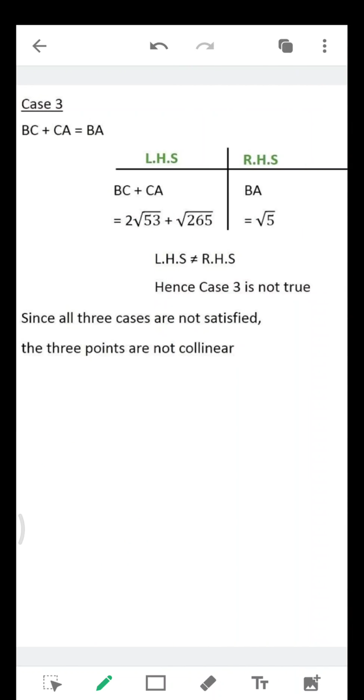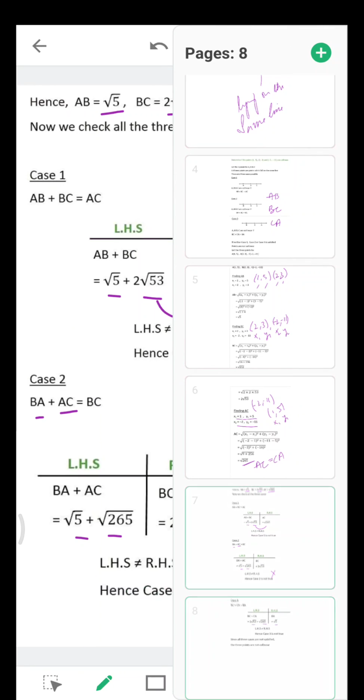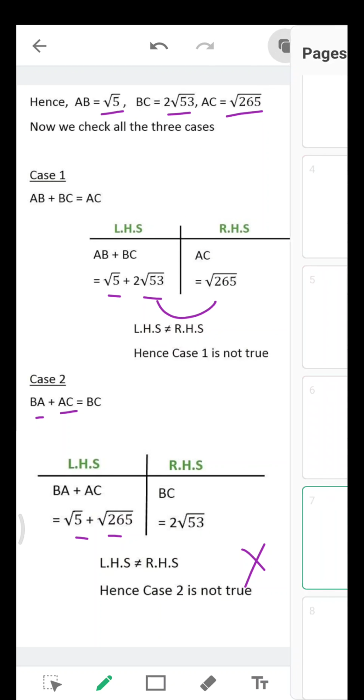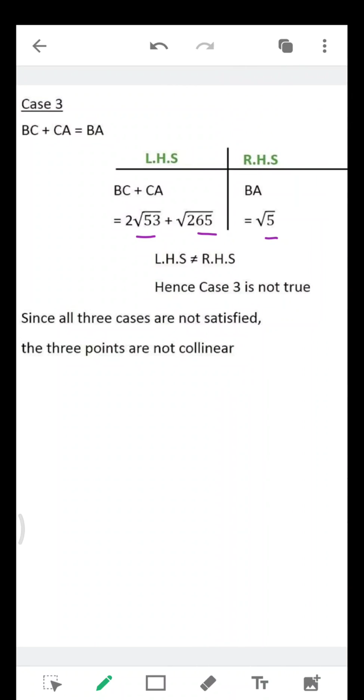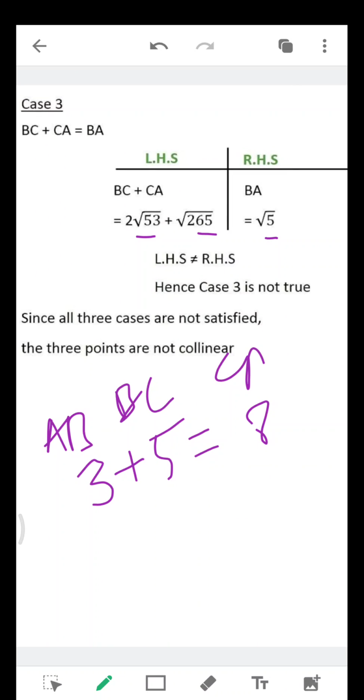Let's go for the third, BC plus CA. BC plus CA is not equal to root 5 either, so case 3 is also not true. Since all three cases are not satisfied, the points are not collinear. If any one of the cases is satisfied, suppose you get equality in any one case, then you can say that the points are collinear. Like if you are adding 3 plus 5, you must have 8. That is, if AB is 3 and BC is 5, CA must be 8. Then 3 plus 5 is equal to 8, and we can say that the points are collinear.